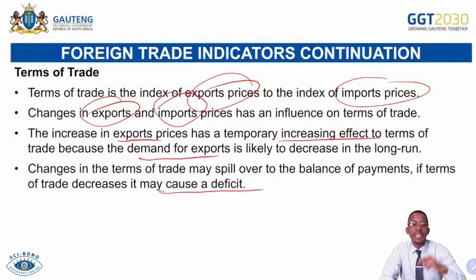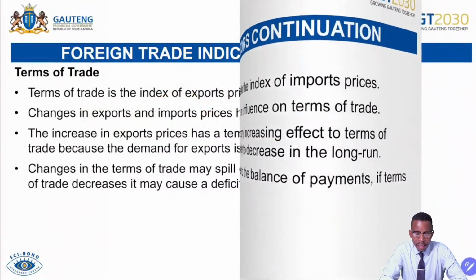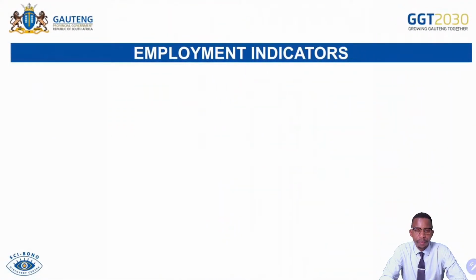Remember, as terms of trade are decreasing, there is less income received by South Africa in the form of the balance of payment. That will mean less income is flowing in, more income is going out. That will cause a further balance of payment deficit in the BOP account. And then remember, we have these two indicators under foreign trade, which are the exchange rate as well as the terms of trade. For exchange rate, we look at the appreciation and the depreciation of the currency. What is the impact of that?